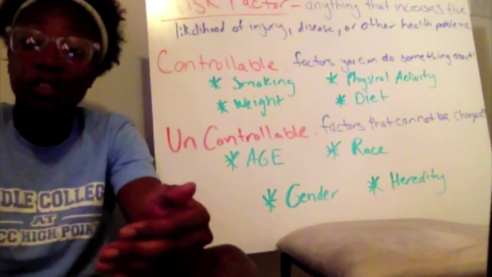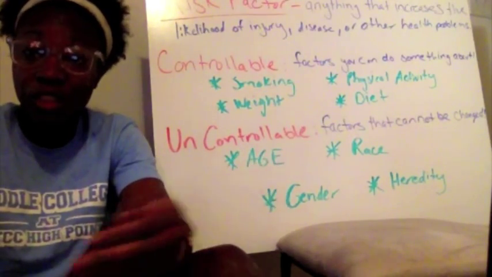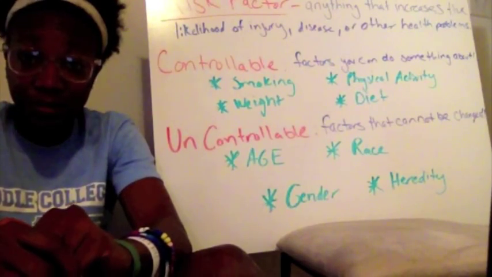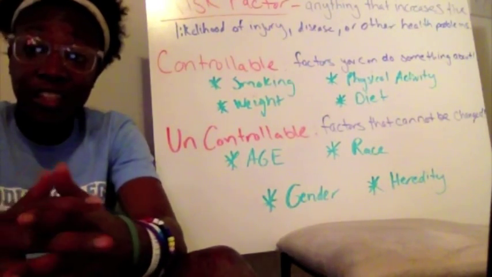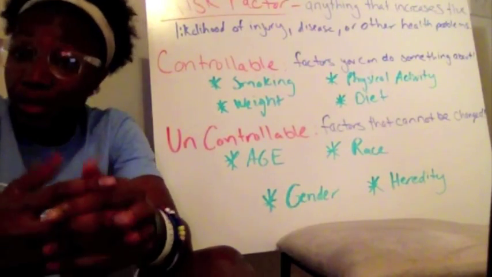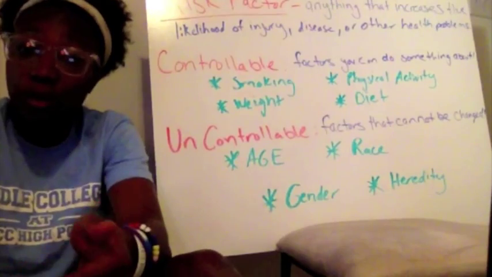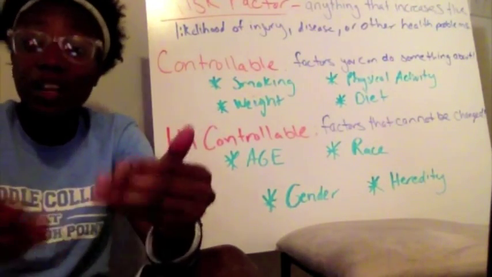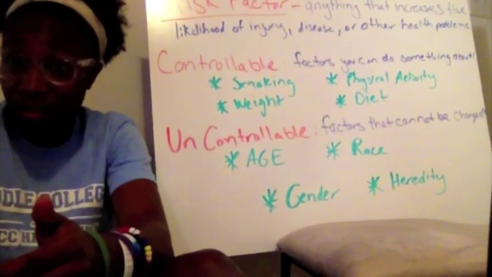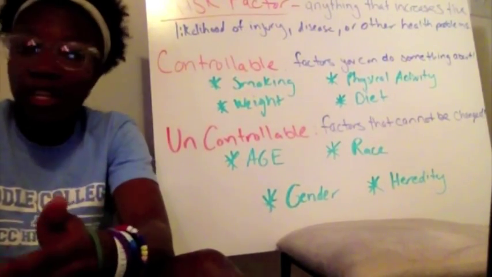But as you're getting older, that's just something we can't control. You just have a possibility of developing heart disease or anything like that. Your race. There's a lot of things. A lot of African Americans have high blood pressure. That's just something you cannot control. Gender. A lot of males are more typical with colon cancer, and then females, breast cancer. So that's something you cannot control.